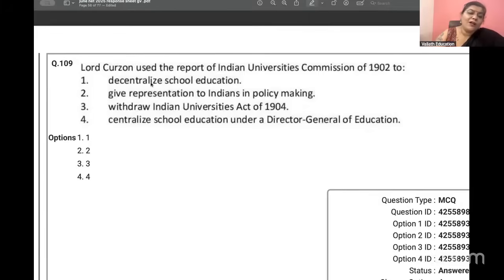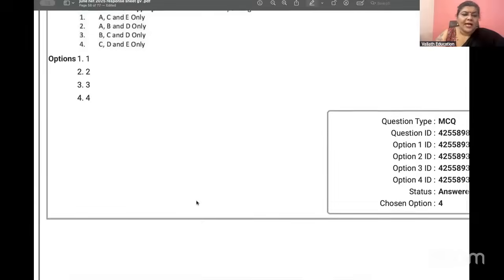The British always centralized. Decentralization is wrong. Give representation to Indians is wrong. They did not do that. It must be 3 or 4. Like that you should think. And it is 4. Answer.